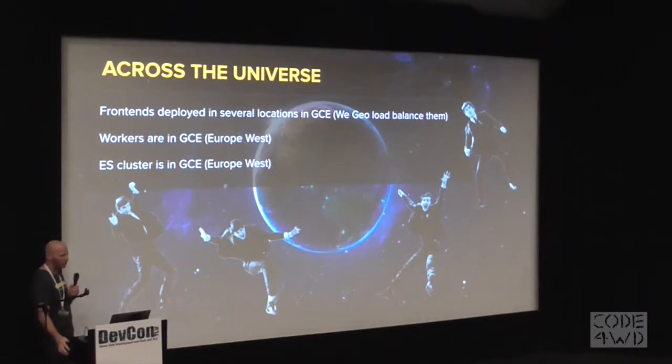Okay, this is a little bit about the deployment. As I mentioned before, we try to deploy the front end as close to the user as we can. And then we had the question, where should we put the workers? The workers write, as you remember, into BigQuery and into Elasticsearch. Since BigQuery is distributed across Google Cloud, it doesn't matter where the workers are. Elasticsearch is used for internal use.